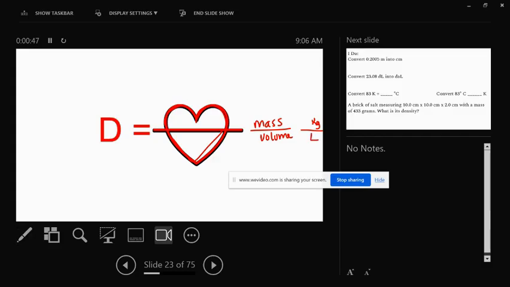Okay. In lab, you're going to be doing some of these. You're going to be measuring things in grams. You're going to be measuring your volume in milliliters. So your units for density then would be grams per milliliter.